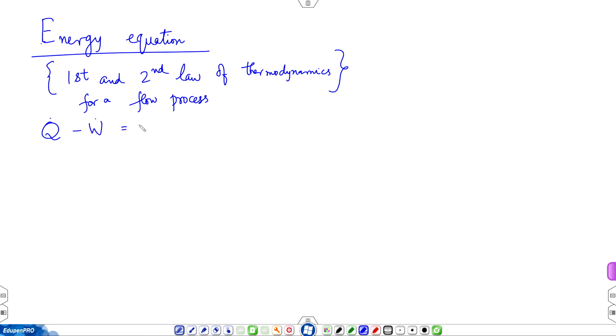So, the form that is applicable for our discussion follows from Reynolds transport theorem, where the left hand side is written as Q dot minus W dot. So, this is a general form.